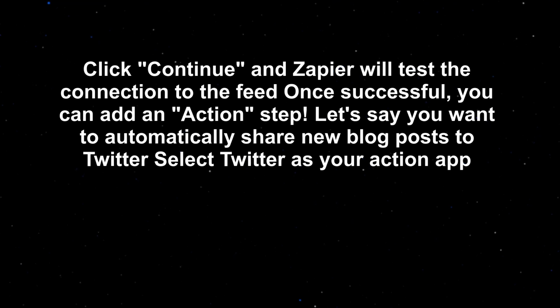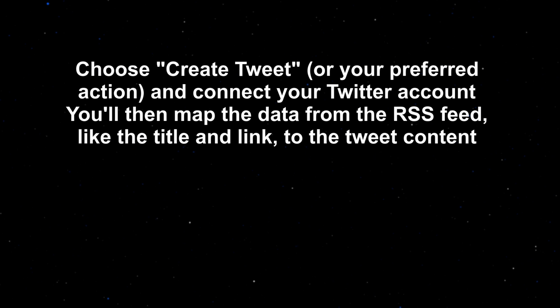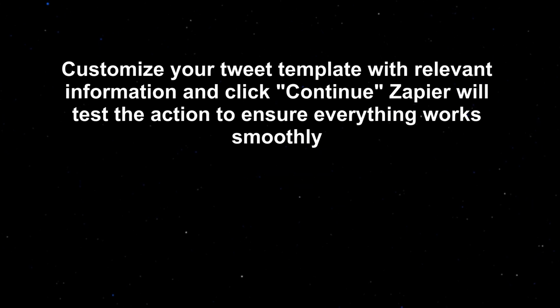Let's say you want to automatically share new blog posts to Twitter. Select Twitter as your action app. Choose Create Tweet or your preferred action and connect your Twitter account. You'll then map the data from the RSS feed, like the title and link, to the tweet content. Customize your tweet template with relevant information and click Continue.